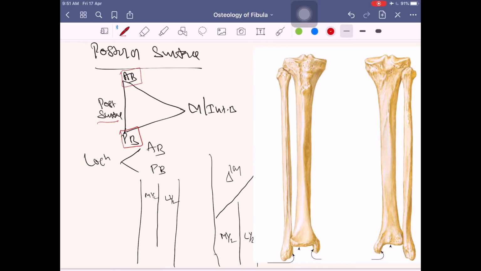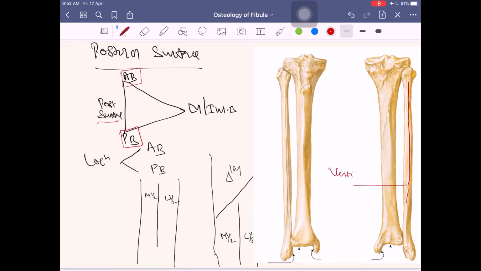Here it is divided by a vertical ridge. The upper 2/3 of it is divided by a ridge. So the ridge you can make out clearly in this part. That is the vertical line. It is a sharp line after the interosseous border. If you see any sharp line, it will be this line. Since it is running in the midline, it is called the median crest. So that is the name of this line.